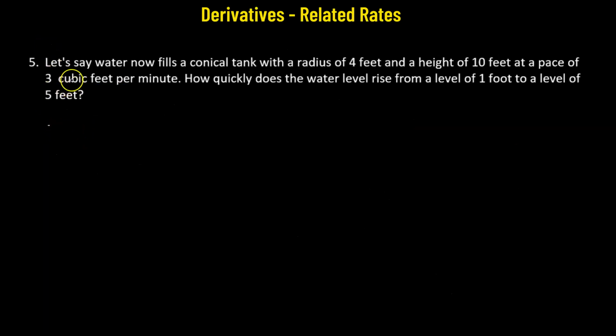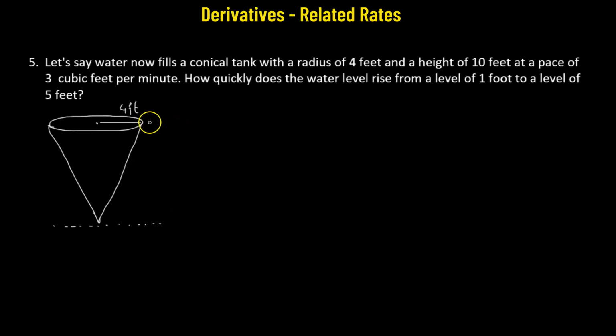Problem number 5. So it's given that water now fills a conical tank with a radius of 4 feet and a height of 10 feet at a pace of 3 cubic feet per minute. So here we have a conical tank. So this conical tank has a radius of 4 feet. Let's consider this to be the base level. So the height of this conical tank is given as 10 feet. We have, let's say, a hose pipe and this is filling the tank with water. Now the rate at which this is filling the water is given as 3 cubic feet per minute.